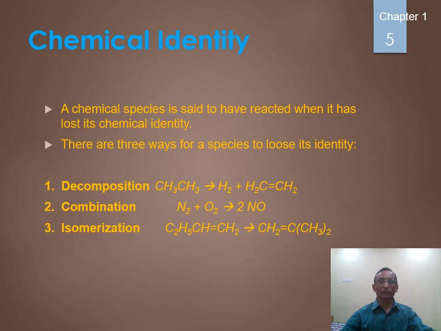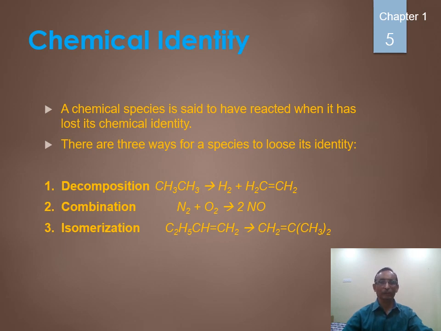A chemical species is said to have reacted when it has lost its chemical identity. There are three ways for a species to lose its identity, depending upon the type of reactions carried out in the reactor. That is decomposition, combination, isomerization. In general, in all the technologies, we are going to study such types of reactions carried out in reactors. This is decomposition. Molecules are decomposed.